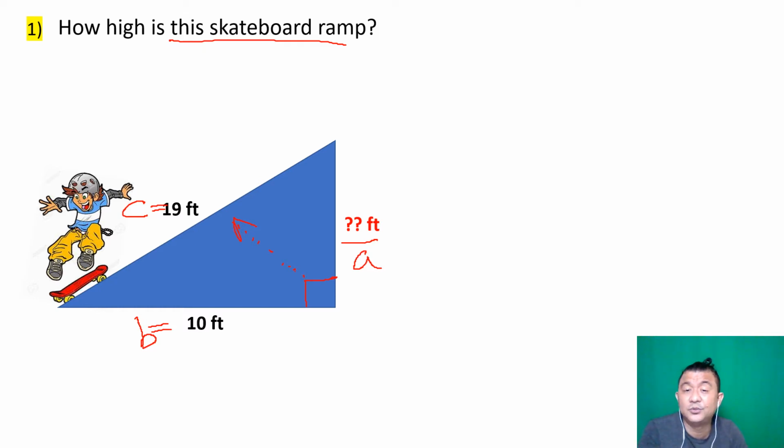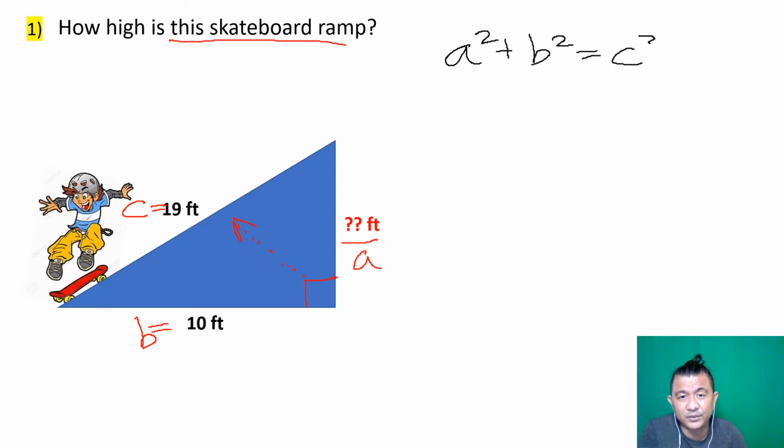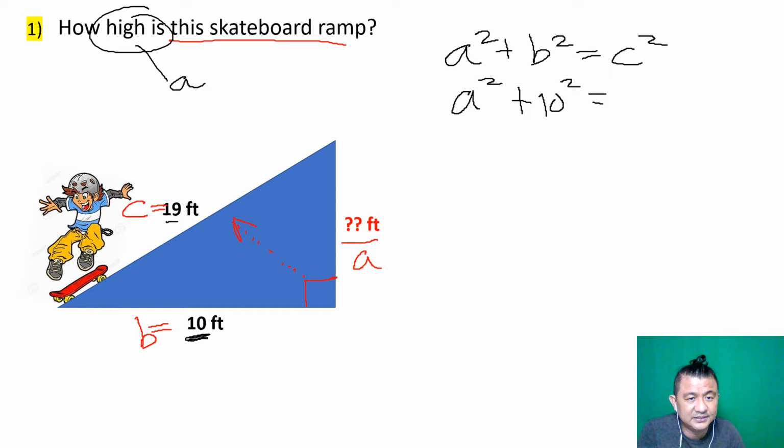So remember, you don't need to use your derived formula. You can just begin with what you know: a squared plus b squared equals c squared. See? So a is the height. That's what I don't know, the letter a. So I just leave it as a squared plus the b, which is 10. I use this 10 and substitute it there, 10 squared. And I use this 19 for c. So 19 squared. Are we good so far?